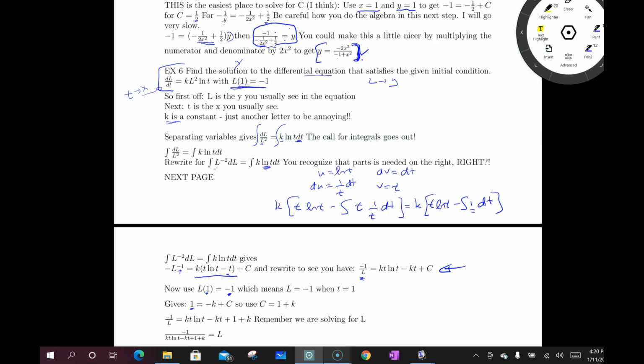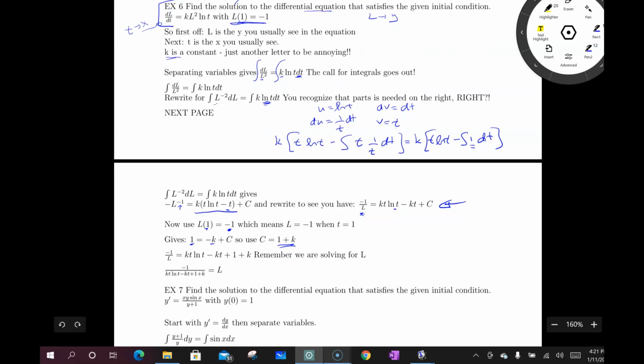L is negative 1 gives me a positive 1 on this side. Putting in t is 1, ln of 1 I know is 0, so that's gone. Negative k times 1 plus c. So your c is going to have a k inside of it, right? The k is just a constant. That's okay. So that's my c. So 1 plus k gets put in there for the c.